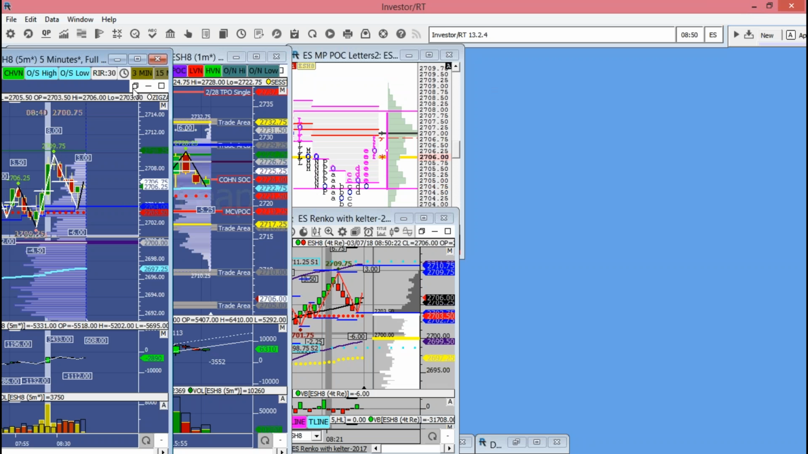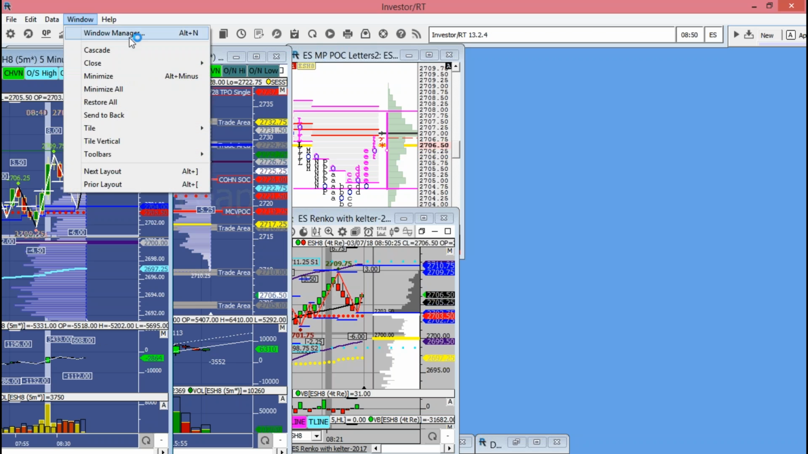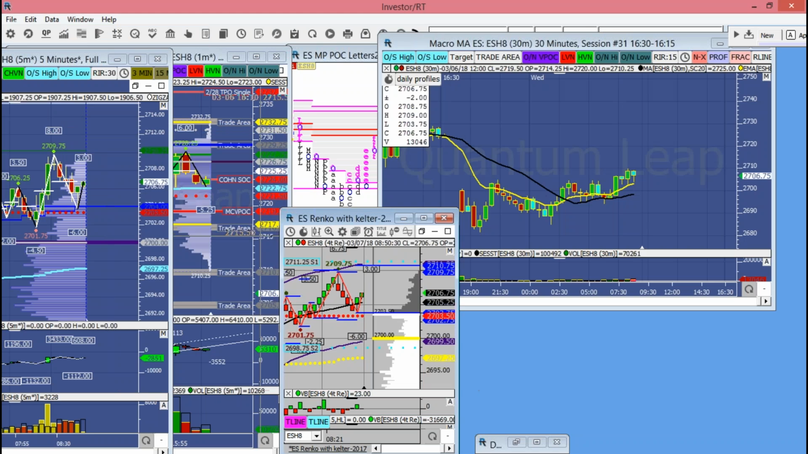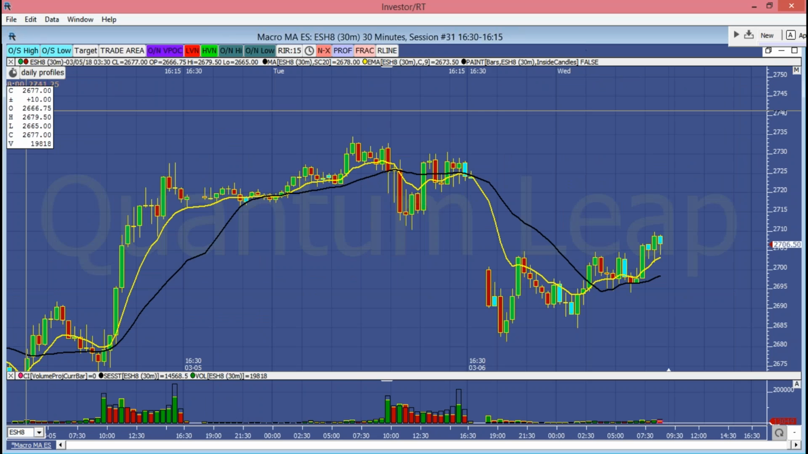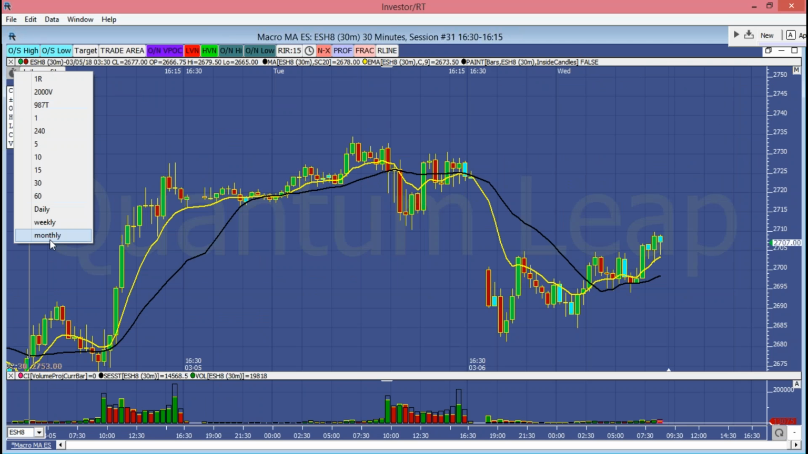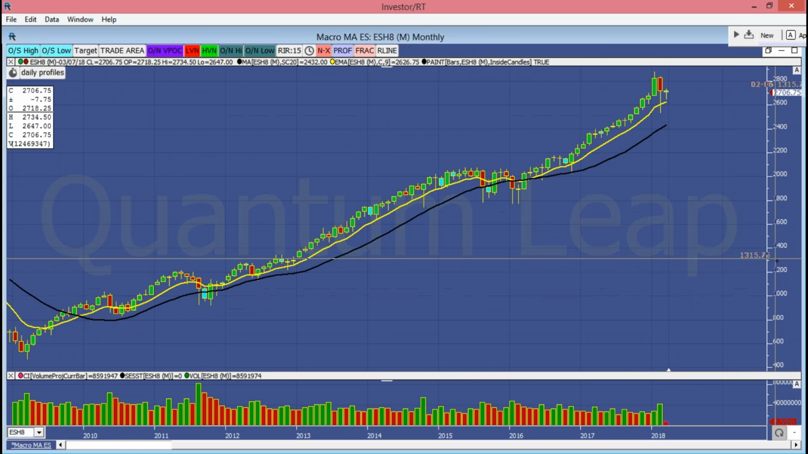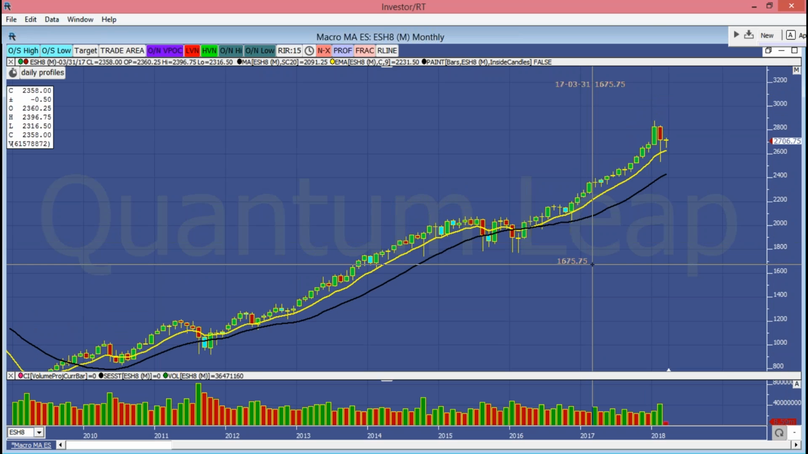Taking a look at the macro to micro, I always start my day the same way. People say, well, why do you do this? I do this because it's a routine, and I want to make sure that I don't get my bias in the wrong direction too strongly and take my eye off the bigger picture.